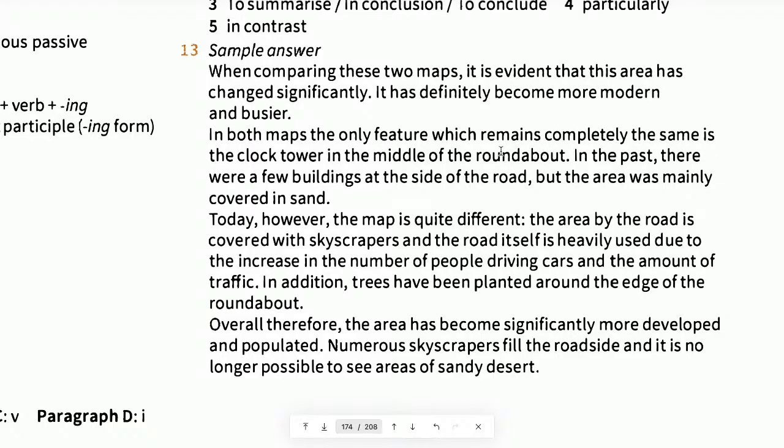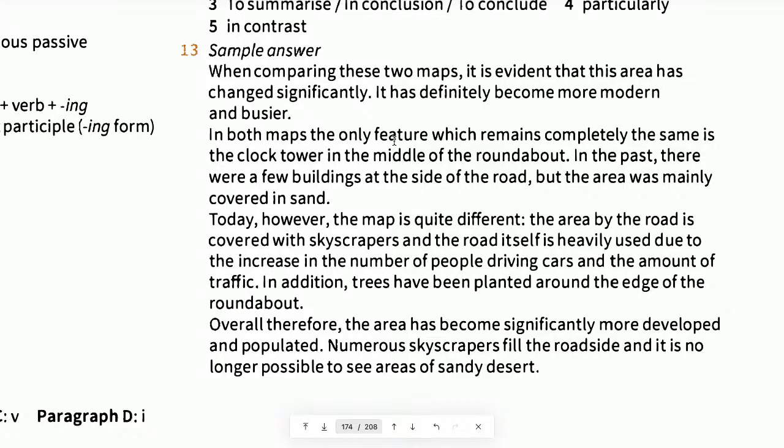Okay? Because here we have two subjects and two main verbs. What is the first subject? Tell me. This is a complex sentence, right? What is the first subject? What is S1? And what is V1? Tell me. In both maps is S1? No. Come again? The only feature, yes, underline that, the only feature. Underline that one, and you can write S1, there is subject 1, right?